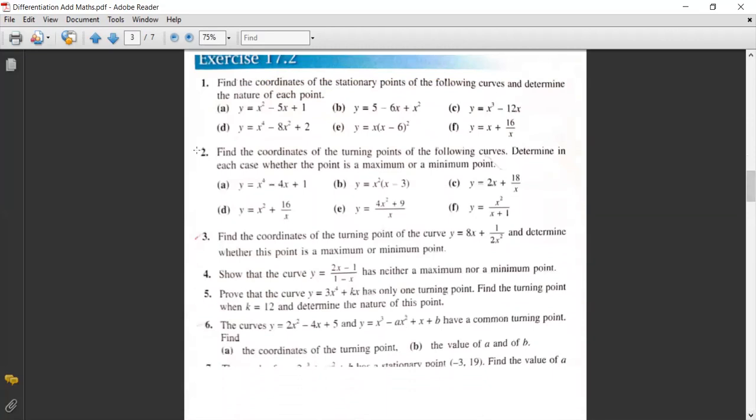These are the questions you can try. See, find the coordinates of the stationary point. If you see this question, and so many questions, you can find the derivative, put it equal to 0 and find the stationary point, and then you can find the nature. Only one or two questions you will do, and you will get the practice.